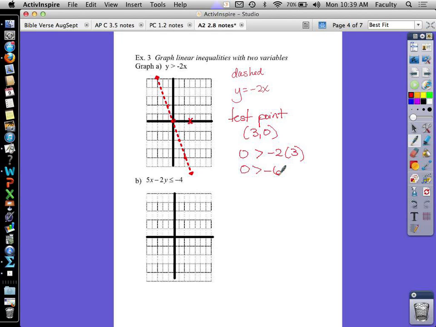Then McKenna, is 0 greater than -6? Yes. So I'm going to shade where the test point is, okay?